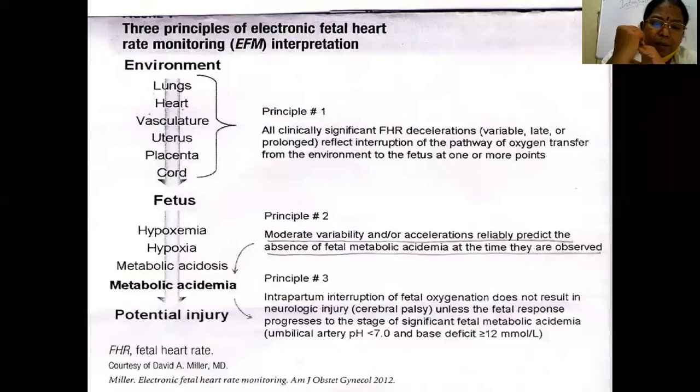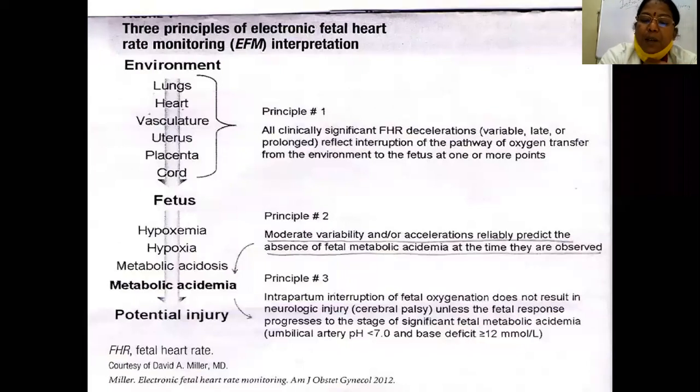Moderate variability and/or accelerations reliably predict that there is no fetal metabolic acidemia at the time. But if there is hypoxemia, hypoxia, metabolic acidosis: hypoxemia and acidemia are changes in the blood, while hypoxia and acidosis are changes in the tissues of the fetus.